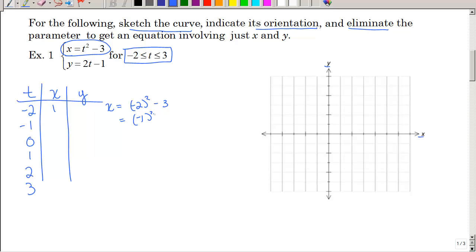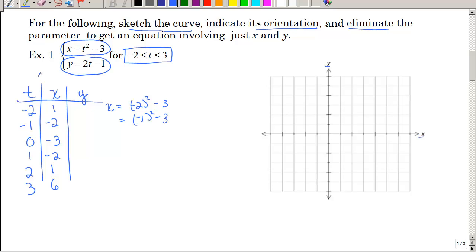And keep going in like manner. Do 0. Put in 1. Put in 2. And then 3. And we should get those values for x.